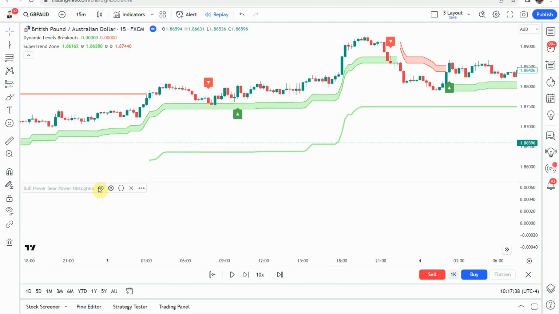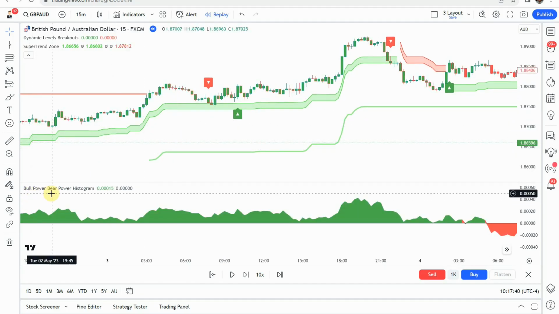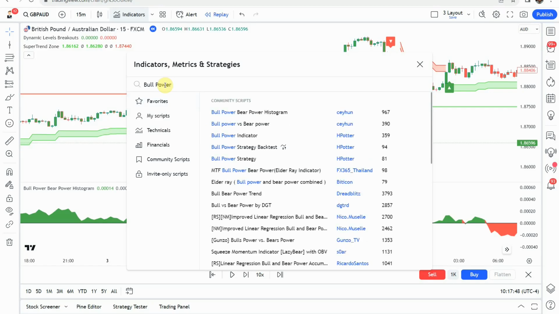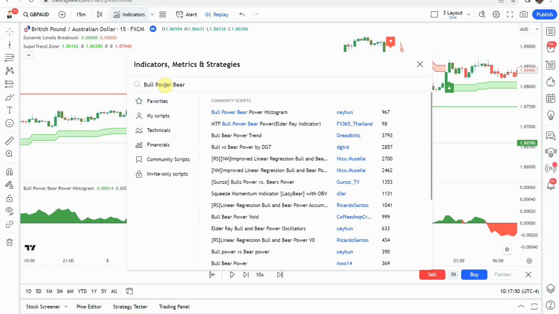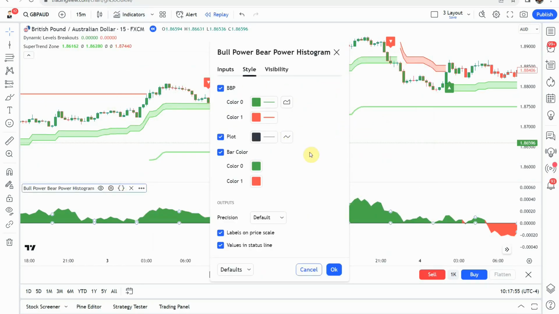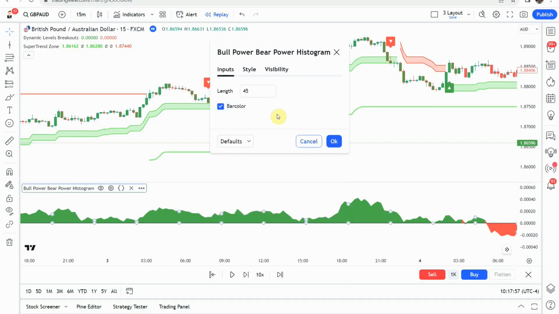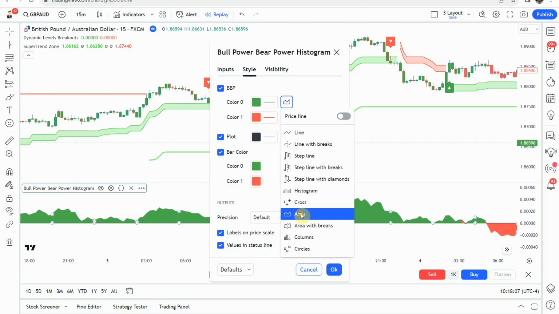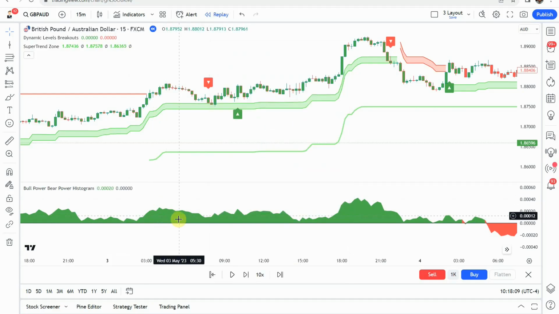And so you have a lower time frame and a higher time frame, a super trend kind of confirming the trend direction. Lastly, you're going to add the bull power, bear power histogram. And so you just go here, type in bull power and bear power, histogram. It's going to be this one right here. You'll add that one to screen. You'll go in and change the input to 45. I believe it was on something else if I'm not mistaken. And then you're going to turn this from a histogram to an area. It's kind of up to you whether or not you leave it on that or the histogram.